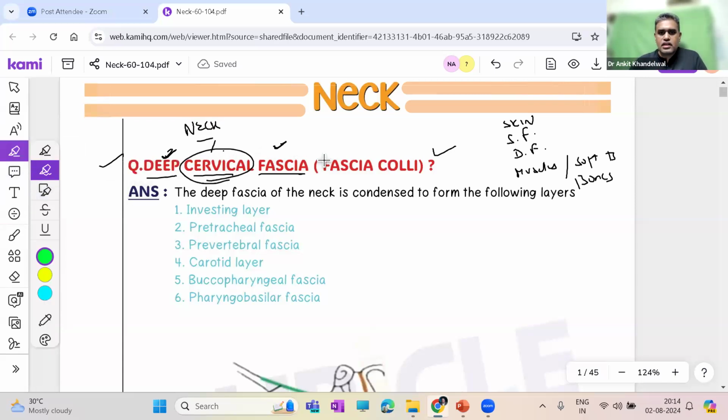It is also known as fascia colli. Fascia colli is another term given to it. So we have deep cervical fascia, also known as fascia colli.